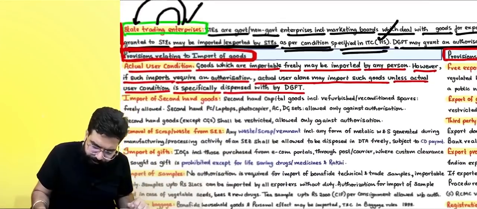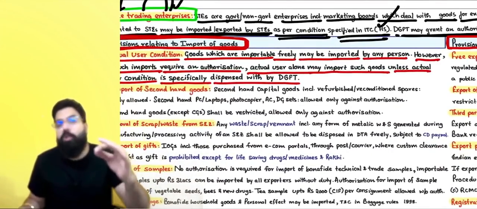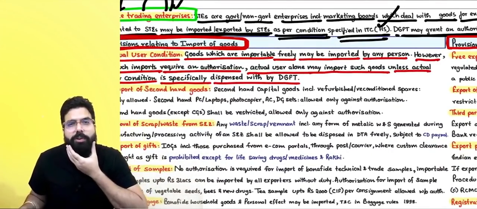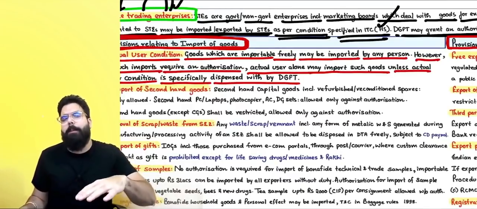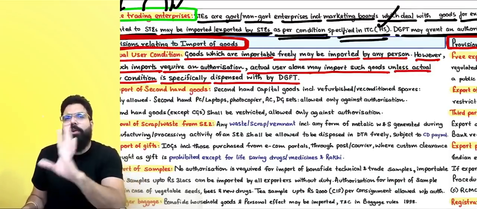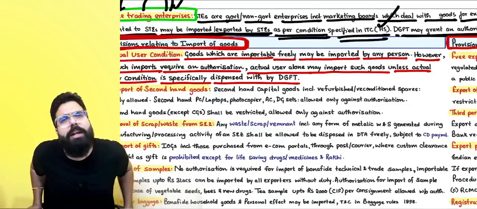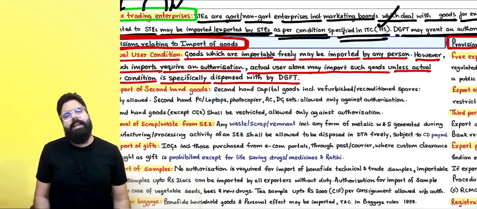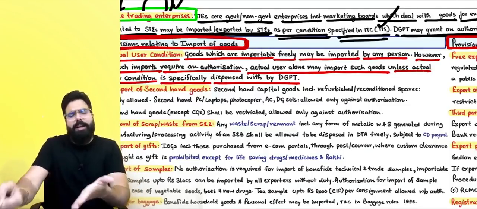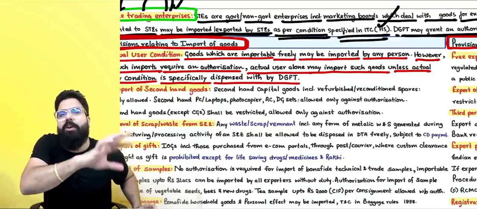Okay, sir. Provisions relating to import of goods. Actual user condition. What do you mean by actual user condition? If you are importing the goods, you should only use them yourself if the actual user condition is specified. However, if the DGFT issues you an authorization and tells you the actual user condition is deleted from there, then you import the goods, you can give them to your friend also, he can use them.